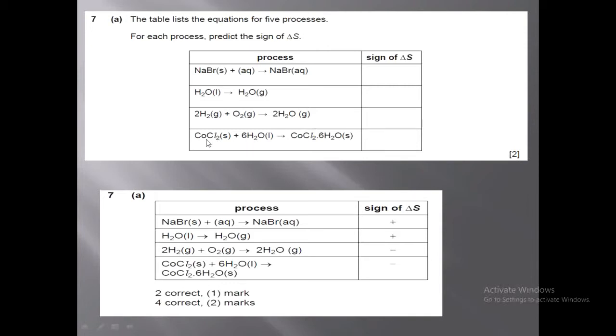In the fourth reaction, cobalt chloride solid is reacting with water and forming CoCl2.6H2O solid. This is a complex formed of cobalt chloride that is solid. In this reaction, a total of 7 moles of reactants are forming 1 mole of product. So it means that the entropy is negative as the disorderliness is decreasing. You can go through your notes also to compare the results that I have given at the bottom of the slide, which one is positive and which one is negative.